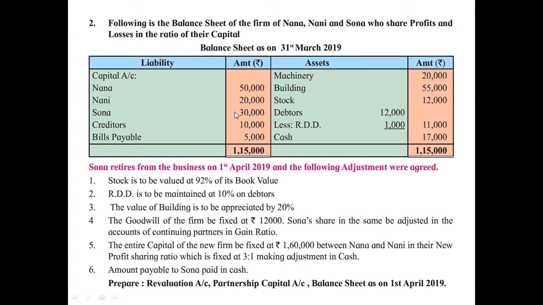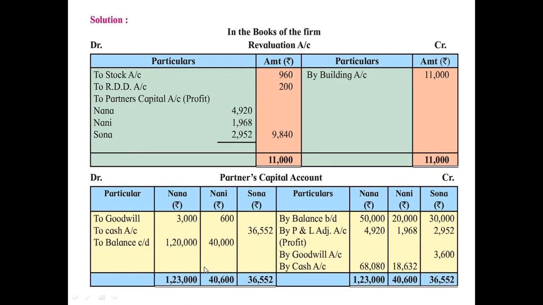So the share for Sona is 3 divided by 10, total of 5 plus 2 plus 3. So Sona's share is 3 divided by 12. Now with this you have to calculate her share of goodwill, that comes to 3,600. So here it is written by goodwill account in Sona's column 3,600.